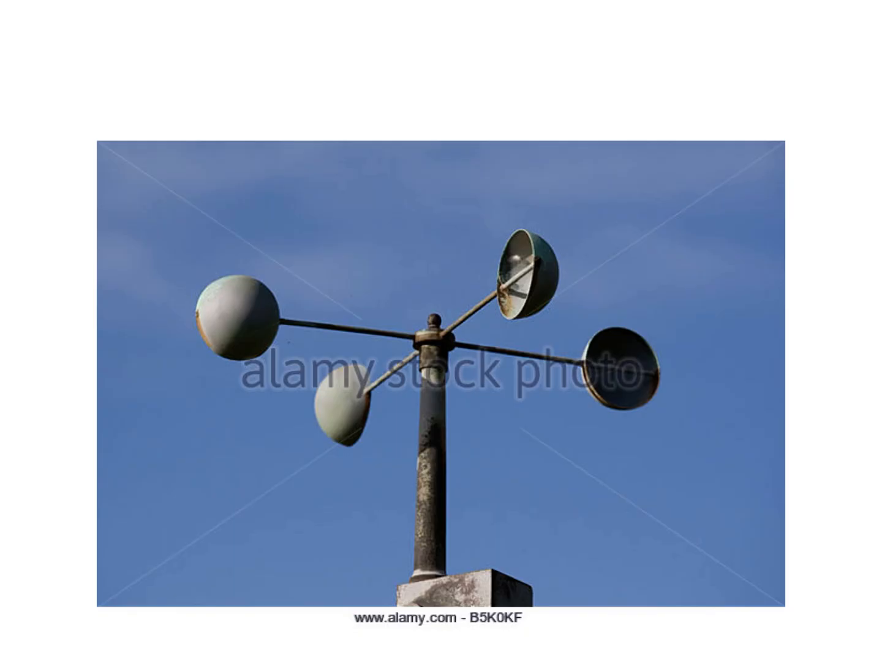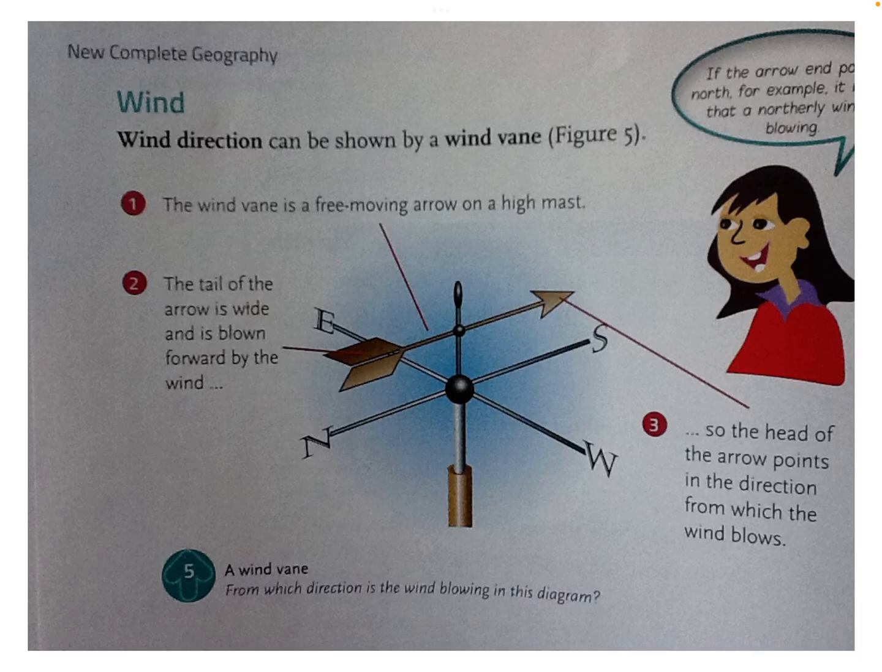The wind vane then, if I go straight to that, is an arrow. It's a free moving arrow. When the wind blows, it blows the tail of the arrow forward. So the head of the arrow points in the direction that the wind is blowing from. Think about that logically now. The wind vane tells you the direction that the wind is blowing from. The wind blows the tail of the arrow forward, but the head of the arrow is left pointing in the direction the wind is blowing from. So is it blowing from the north, south, east or west?